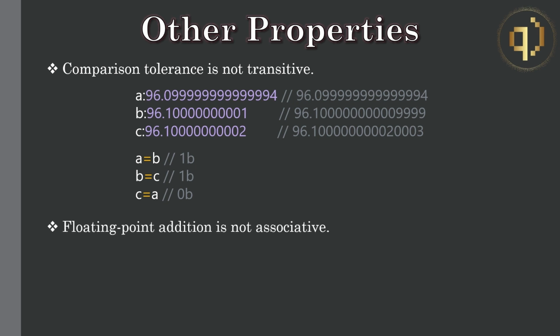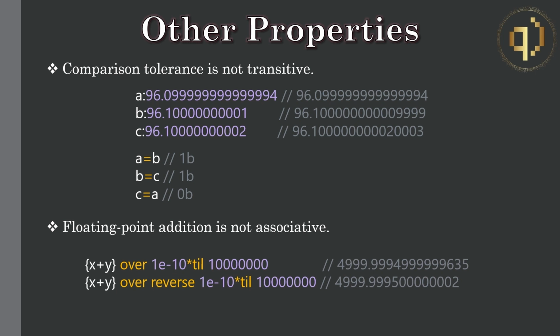Another property is that floating point addition is not associative. For example, if we sum over a large list of small floating point numbers and then reverse the list and sum, we get 2 different results. So that's everything for the floating point data type in Q.